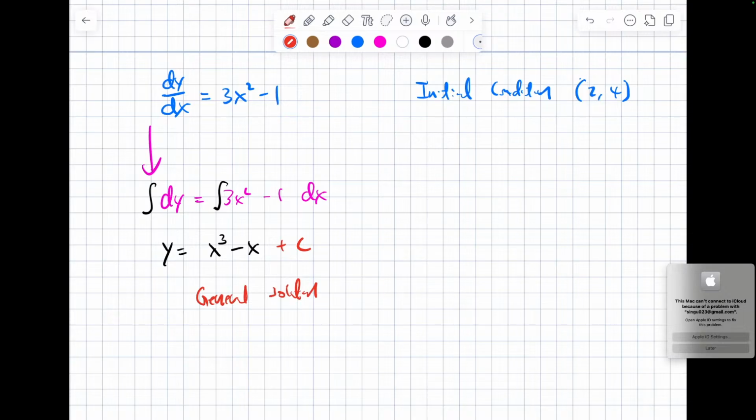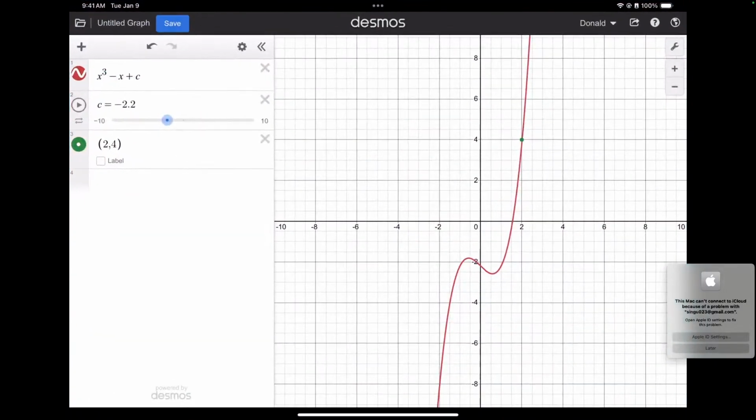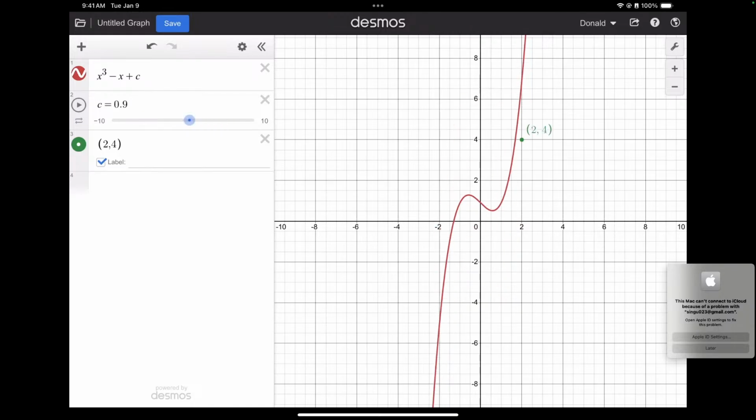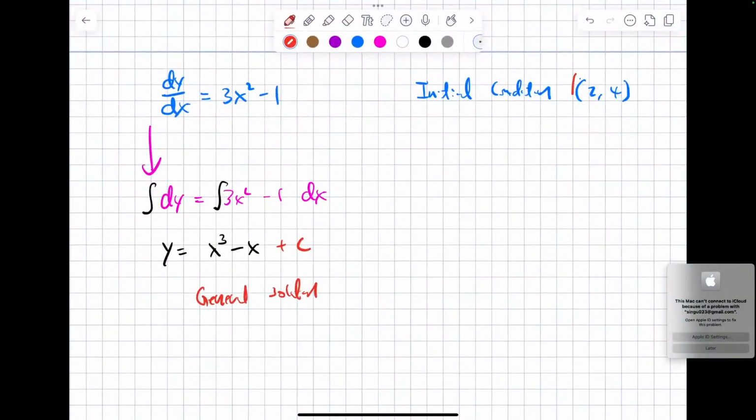What does that mean? That means if I go to graph, this is the graph. But do you see that point, (2, 4)? There's only one situation when this graph goes through (2, 4), which in this case is going to be negative 2. But you have to find out where the negative 2 is. How do we find out? We have the initial condition (2, 4), so we can put 4 in here and put 2 on the other side because that's the x. This is the y, right? Just plug in.